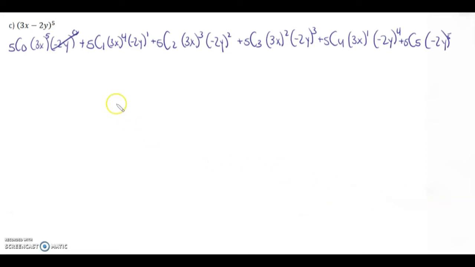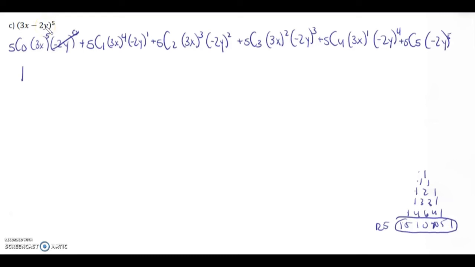So a couple things that we already know. We're going to use row 5 of Pascal's triangle. So let's do that. Row 0, 1, 2, 3, 4, 5. This is row 5. 1, 5, 10, 10, 5, 1. So 5 choose 0 is 1. Now 3x to the 5.